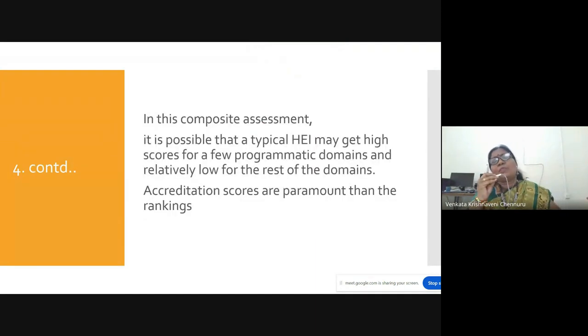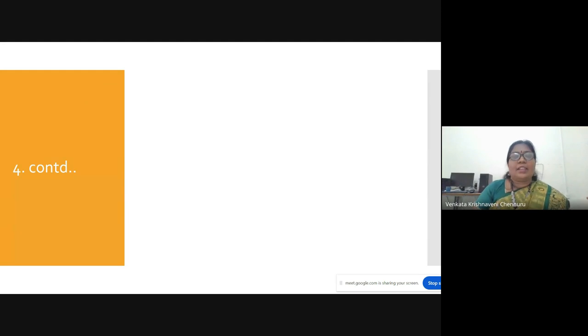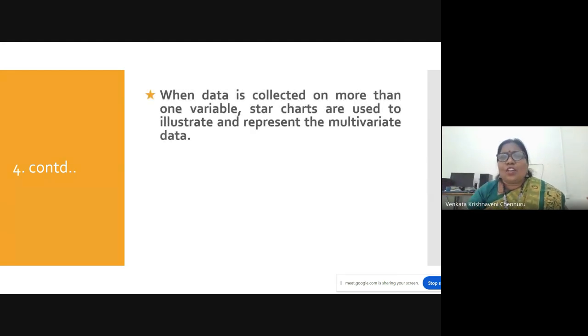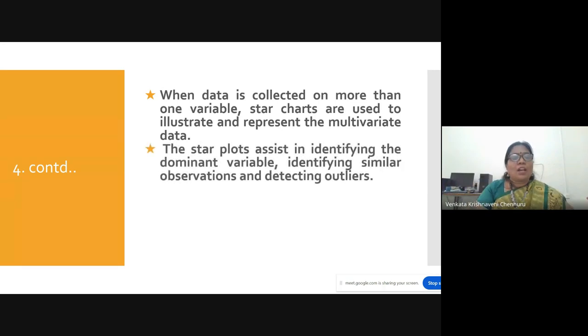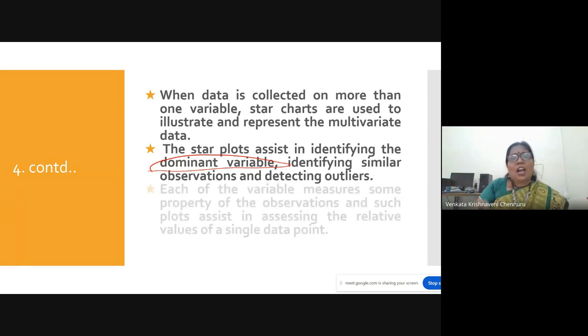In this composite assessment, it is possible that a typical HEI may get high scores for a few programs and relatively low for the rest of the domains. Accreditation scores are paramount over the rankings. So whenever data is collected on more than one variable, as I told you, the programmatic and the institutional assessment must be taken as a composite assessment, no? So here we will consider multiple variables. When data is collected on more than one variable, star charts are used to illustrate and represent the multivariate data. Star plots assist in identifying the dominant variable, identifying similar observations and detecting outliers.